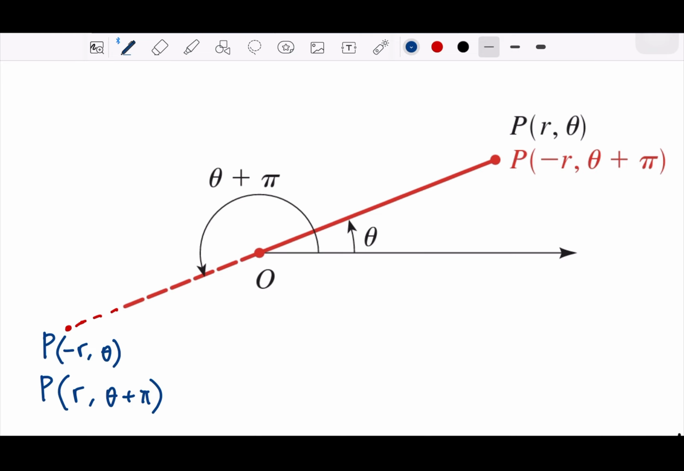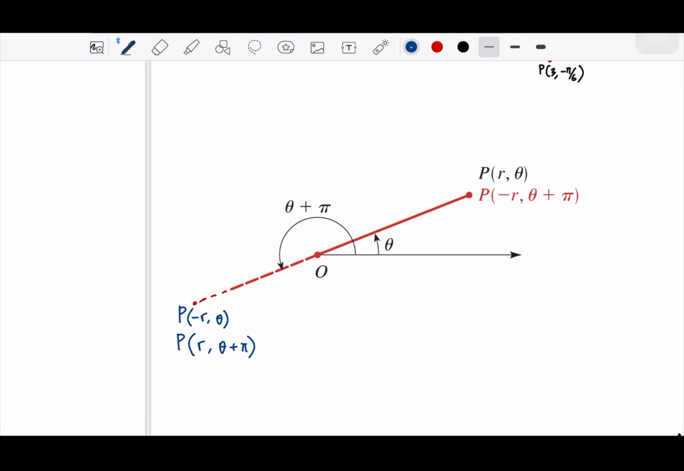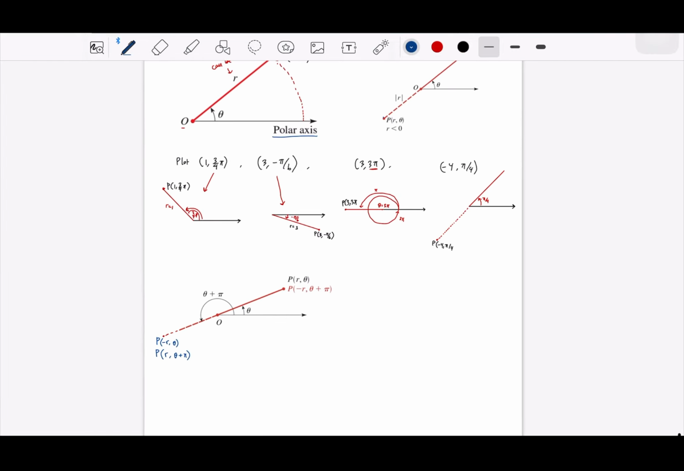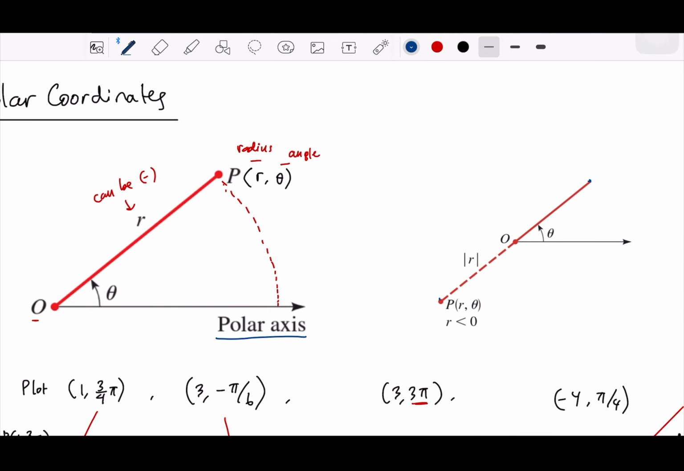So the negative, or you add pi to theta, it's always giving you the same or similar characteristics in the system. If you see how it moves away from the polar axis. Okay, I think that's for the first part, just the definitions of the polar coordinates.